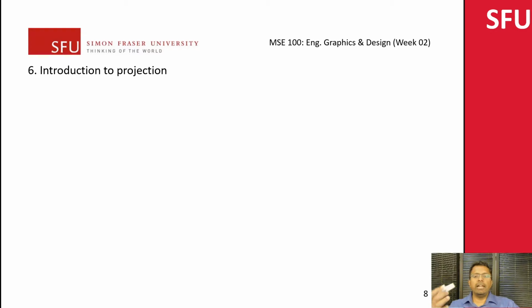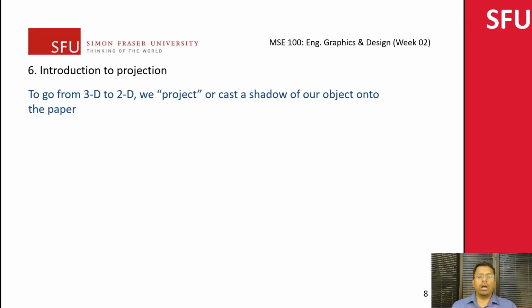The basic idea of projection is you have a 3D part like this, and you want to take it onto a 2D surface. The way you do that is you project the image of your 3D shape at different angles onto your piece of paper. That's the basic idea behind projection. We are trying to project, or cast a shadow, or get a reflection of the object that we are trying to capture.